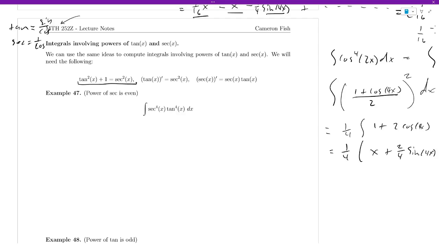Something else that we need to know is about the derivatives. So the derivative of tangent is secant squared, and the derivative of secant is secant times tangent. So you can just check those. If you use these definitions over here and do quotient rule and stuff, you can prove that. We'll need those when we do u-subs.